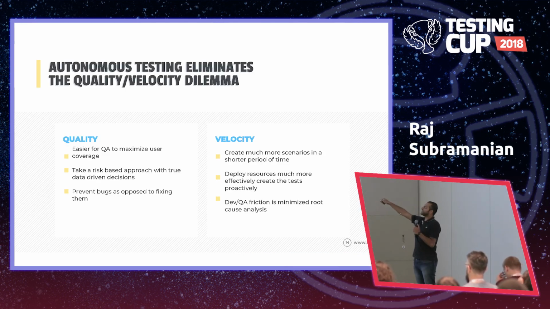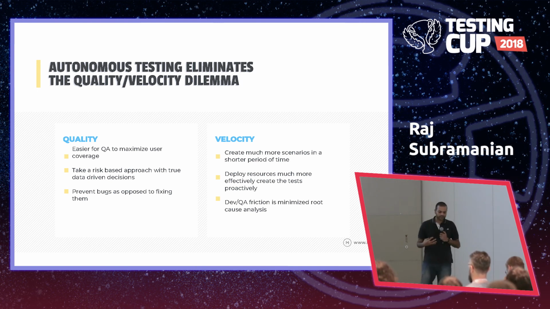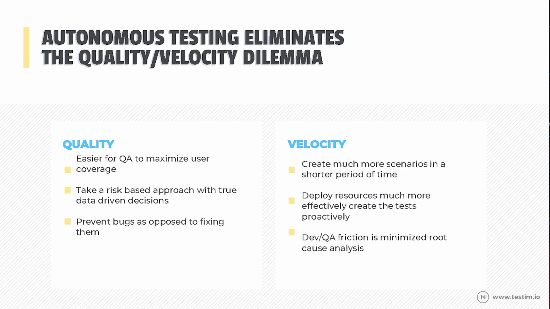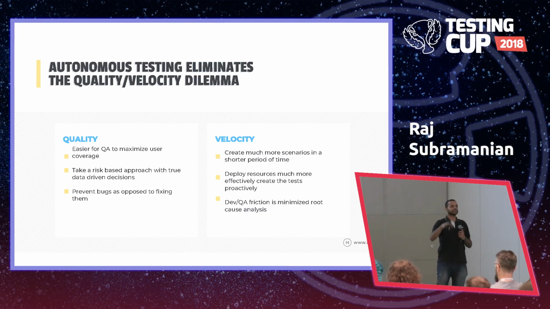So autonomous testing can help eliminate the quality velocity dilemma. What do we mean by that? In terms of quality, it makes it easy for the QAs to maximize user coverage, right? And then we are taking a risk-based approach based on data, and we are preventing bugs proactively instead of fixing them and waiting for it to happen, right? In that way, it helps quality.